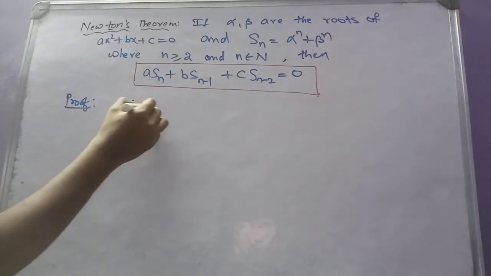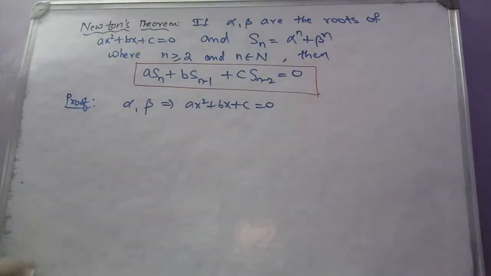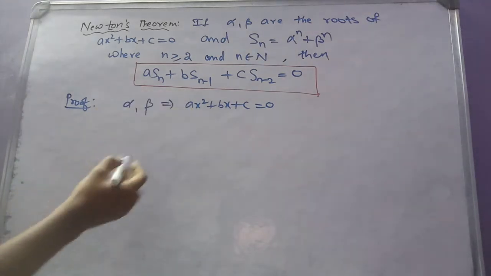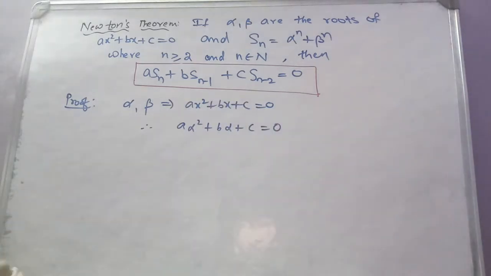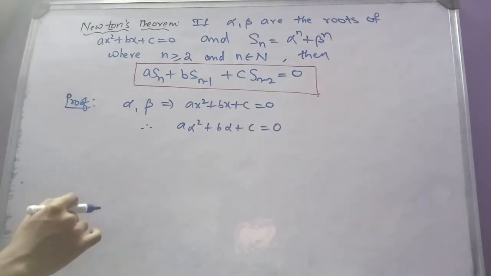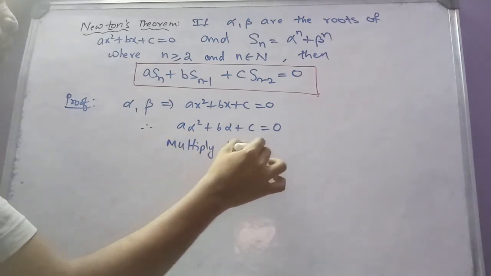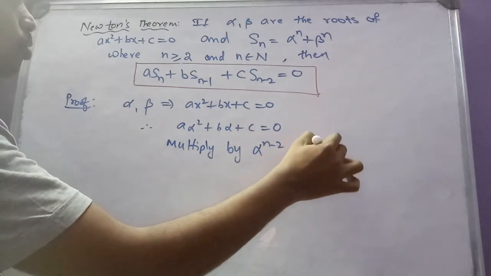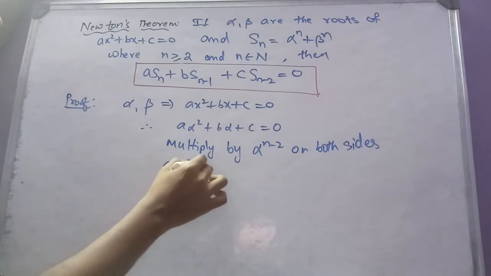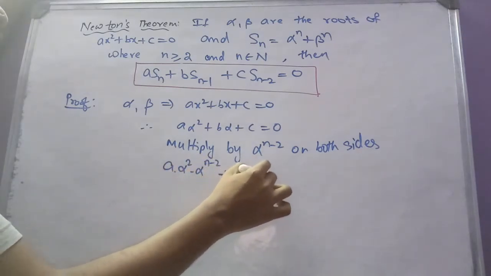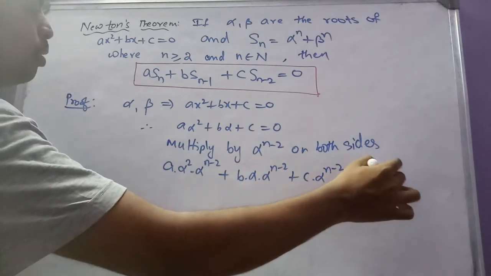we already know that alpha comma beta are the roots of ax square plus bx plus c equal to 0. So this means, dear students, in place of x I can take alpha. Therefore a alpha square plus b alpha plus c equal to 0. Now multiply by alpha power n minus 2 on both sides. If you do that, what will you get? A into alpha square into alpha power n minus 2 plus b into alpha into alpha power n minus 2 plus c into alpha power n minus 2 is equal to 0 into alpha power n minus 2.